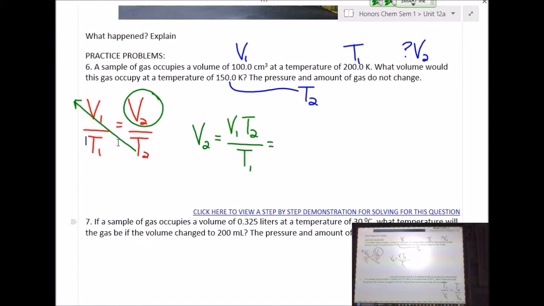Once you have that, plug and chug. That's the difficulty of this. The hardest part is determining, okay, do I use this equation or the other equation? Which variable am I looking for? And then go ahead and just tell yourself what the variables are.